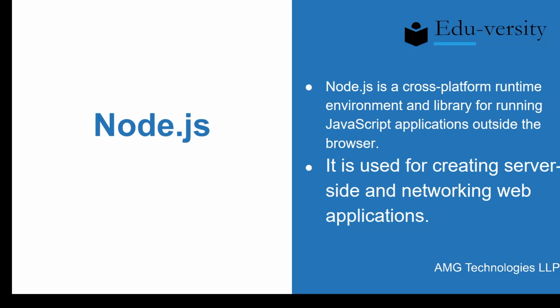Next, we have Node.js. Node.js is a cross-platform runtime environment and library for running JavaScript applications outside of the browser. Before this, we were only able to apply JavaScript code on the browser side, because we have to integrate the JavaScript into the HTML part, and HTML can only run on a browser. But after Node.js development, we can use JavaScript outside of the browser. And using JavaScript and Node.js, it is used for creating the server side and networking web applications.